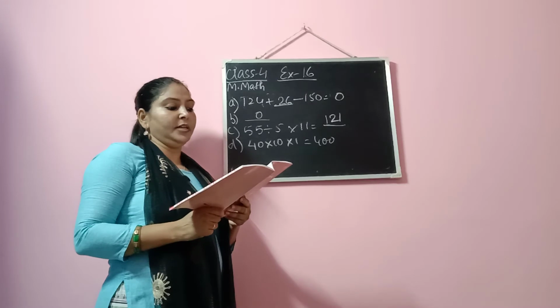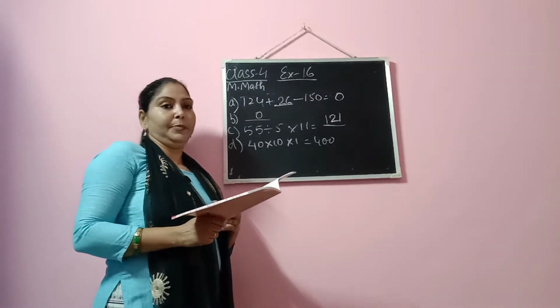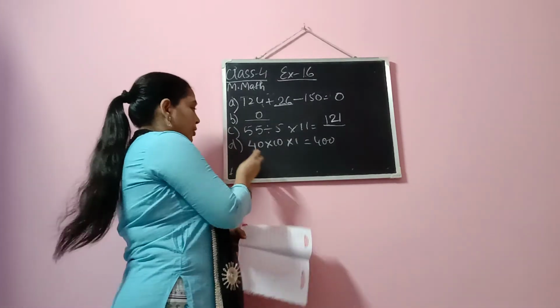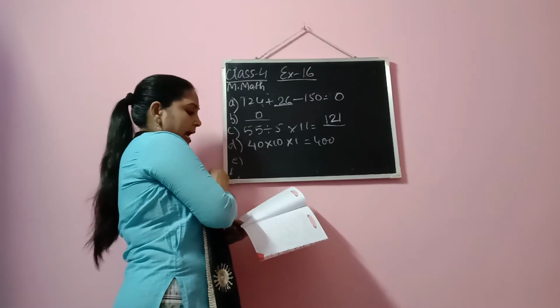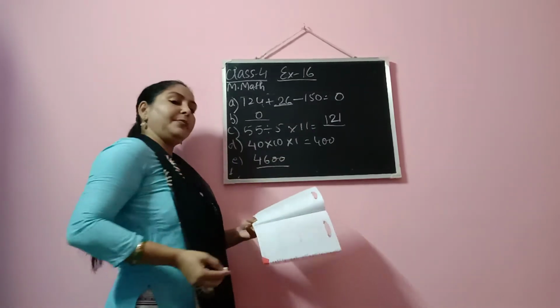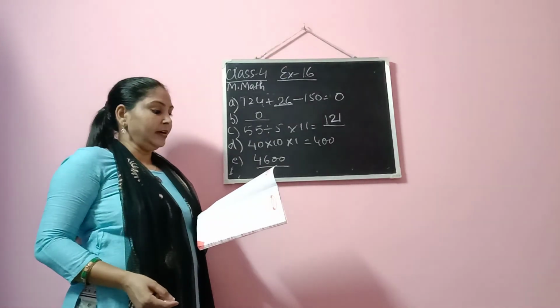Then we have the next question. 3000 plus 1300 plus 300 is equal to how much? The answer will be 4600. You will do this calculation at home and find out the answer. I am writing the answer for you here. So this will be your answer for number E. Next comes question number F.